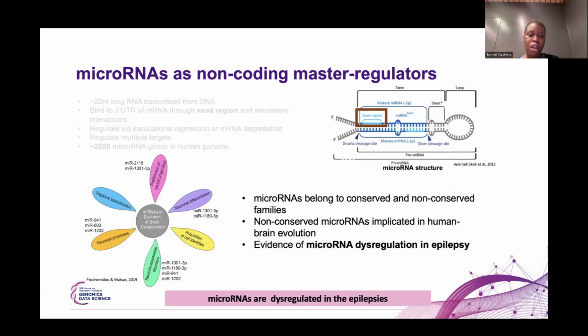More importantly, microRNAs can be conserved across multiple lineages or non-conserved. Non-conserved microRNAs have been implicated in human brain evolution, which is quite important and interesting when we're talking about epilepsy, which is a brain condition. So altogether, there's evidence of microRNA dysregulation in the epilepsies, and we're now trying to see how that plays into the rare epilepsies.